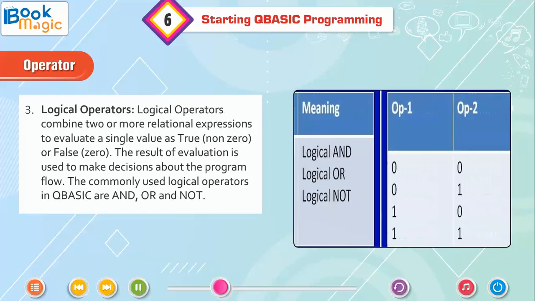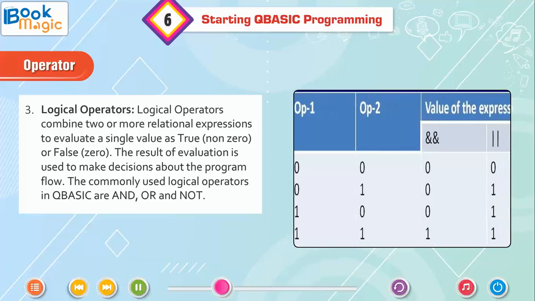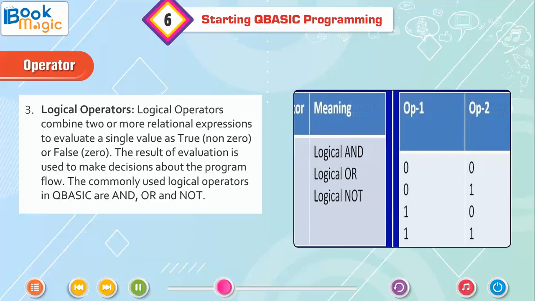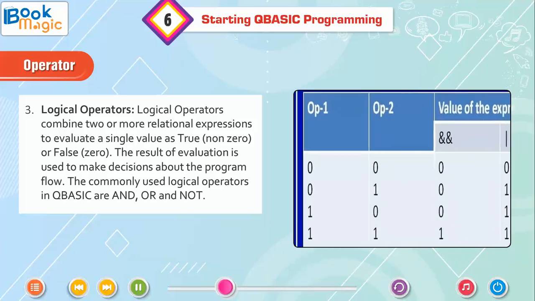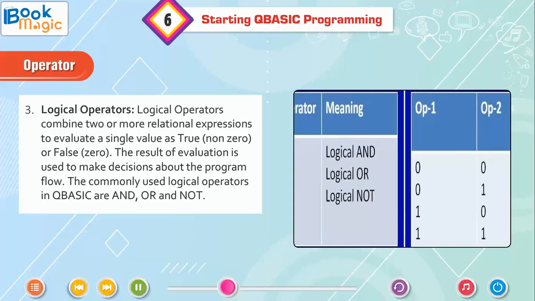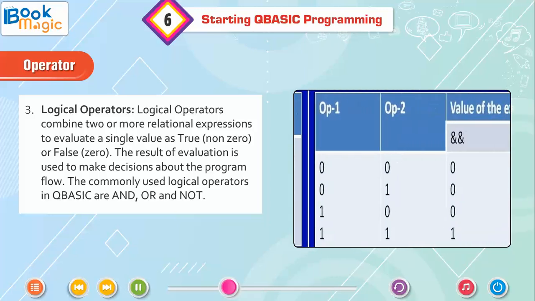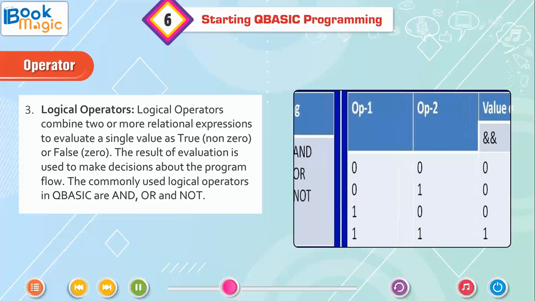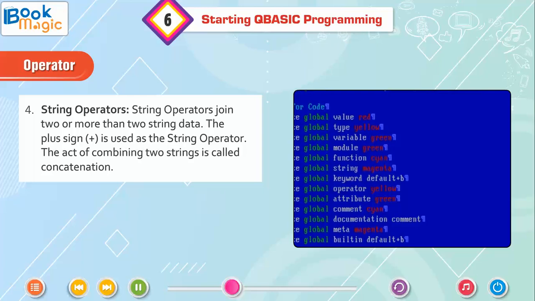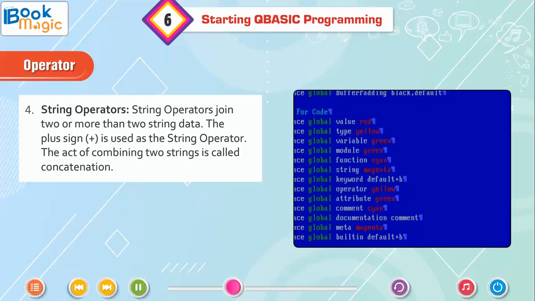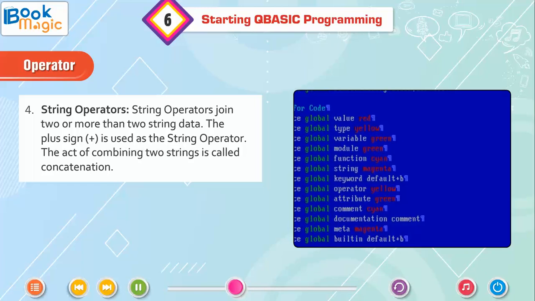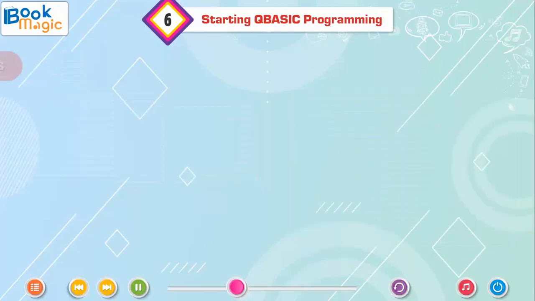3. Logical operators. Logical operators combine two or more relational expressions to evaluate a single value as true, that is non-zero, or false as zero. The result of evaluation is used to make decisions about the program flow. The commonly used logical operators in QBasic are AND, OR, and NOT. 4. String operators. String operators join two or more string data. The plus sign is used as the string operator. The act of combining two strings is called concatenation.